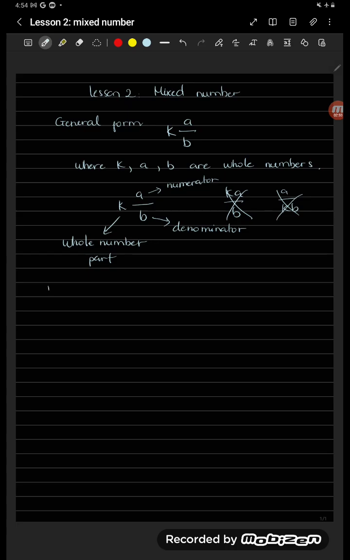So let's take some examples. We have 1 2 over 5, we have 2 3 over 7, or we have 100 1 over 9, and so on and so forth. So long as you see something like this, it is called a mixed number. We have a whole number part and a fraction part, and in the fraction part we have a numerator and a denominator.